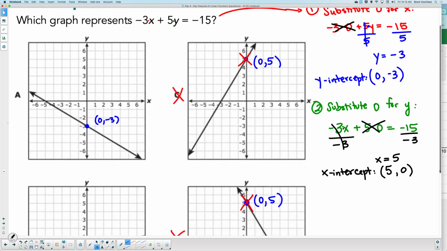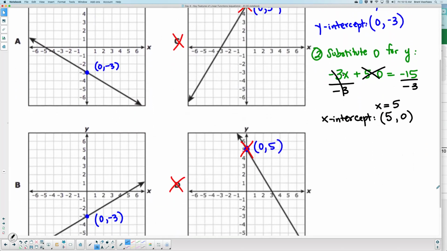Okay, so let's go see which one's correct between A and B. On A, what's the x-intercept? Oh, it's -5, isn't it? Is that good or bad? That's bad. This one has a 5, so the answer is B. A is wrong because of that x-intercept.